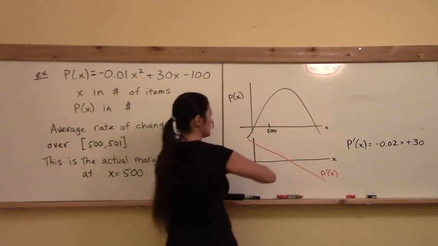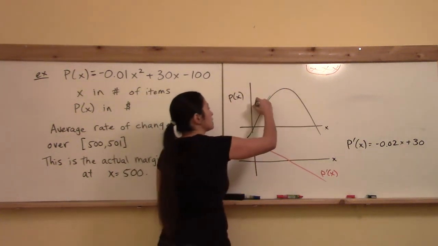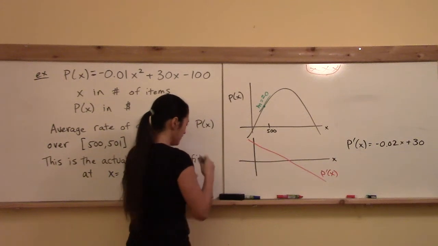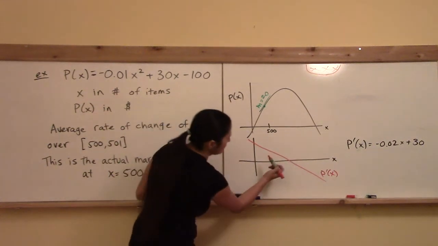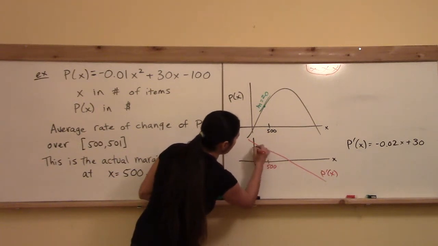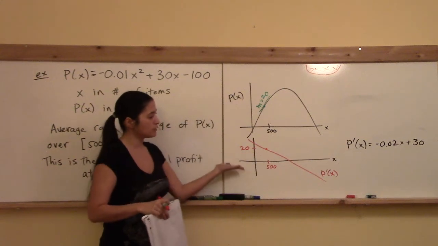And if we looked at the tangent line, drew the tangent line right there, it's going up, and we calculated that the slope of this tangent line was $20 per item. That's the same thing as me saying, on this graph right here, where x is equal to 500, I have a y value of 20. Okay, so that's the graph of the derivative.